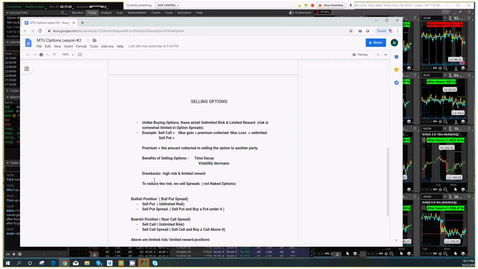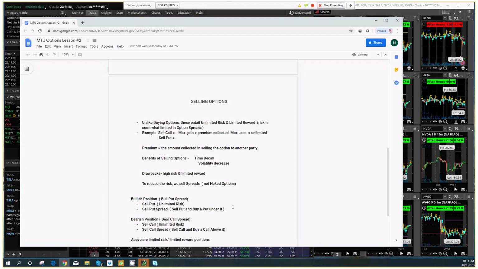Drawbacks: high risk and limited reward. And again, to reduce the risk, we sell spreads. I would highly suggest that you never sell naked calls or puts, because you don't know what's going to happen. Things can explode, things can collapse. You can have a CEO get arrested. I mean, anything can happen with any company, good or bad. It can get acquired. Anything can happen. So don't ever be naked.